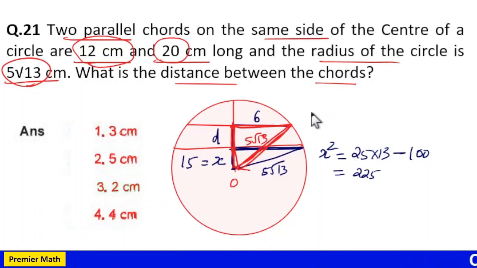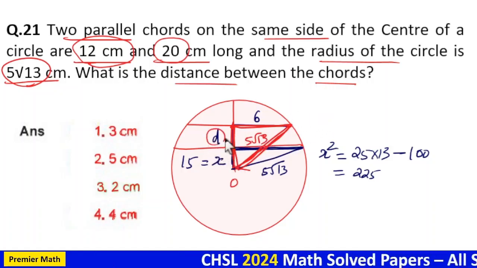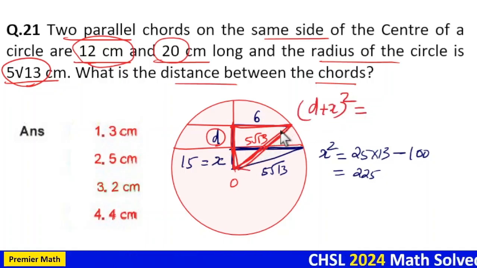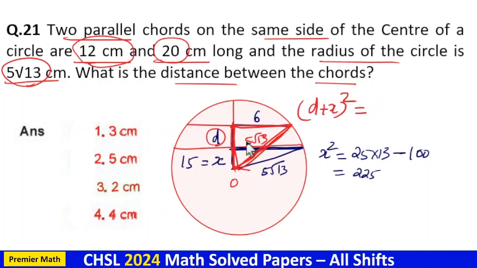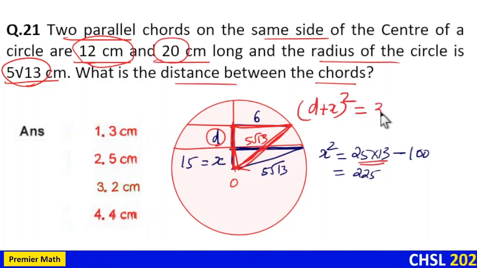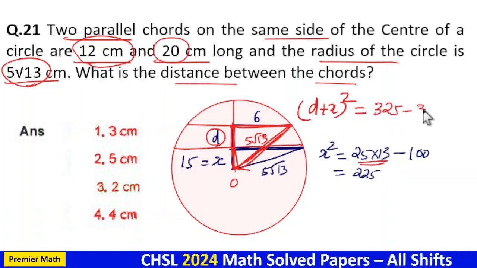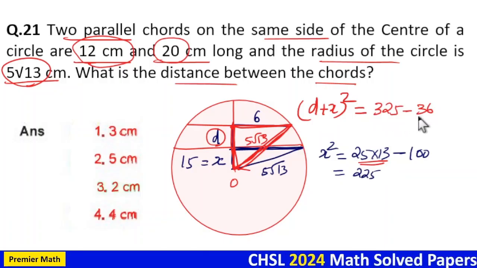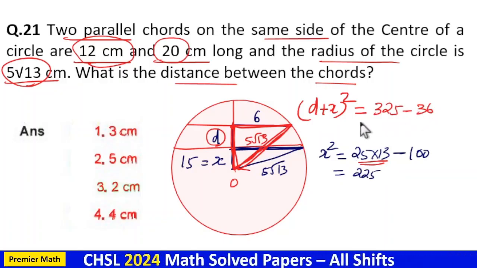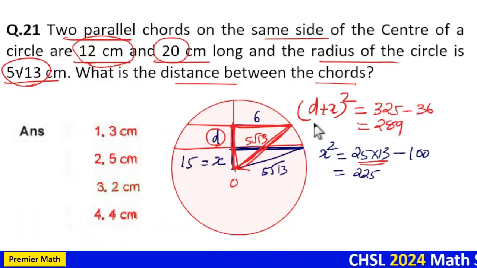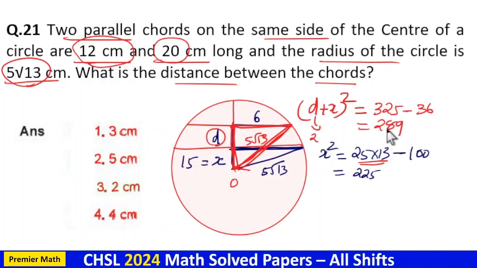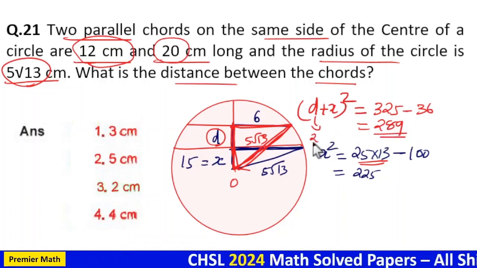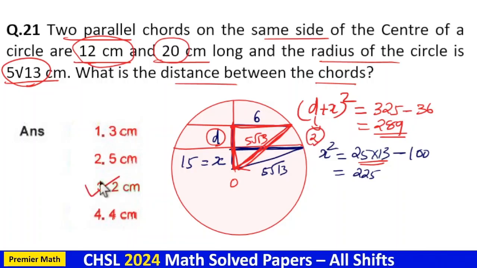Now from this we can find what is D, that is D plus x whole square is equal to 5 root 13 square minus 6 square. 5 root 13 square is equal to 325. So 325 minus 6 square, which is 36. 325 minus 36 means 325 minus 25 is equal to 300, 300 minus 11 is equal to 289. Which means D plus x is 17 because 17 square is equal to 289. Here D plus x is 17, means D is equal to 2. So option 3 is your answer.